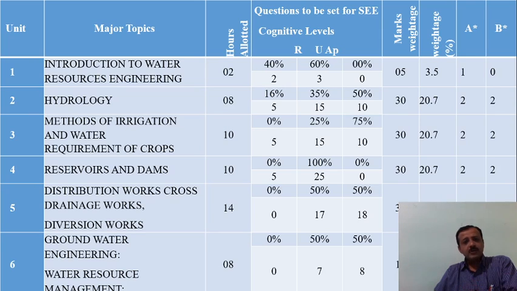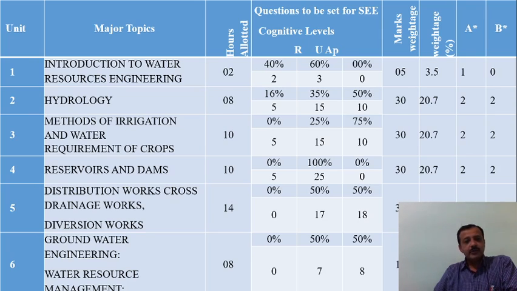So how much water is required for each crop we are going to study. Based on the requirement of water, we are going to supply water to the irrigation fields. That is, quantification of water we are going to study. And also we are going to study the quality of water required for irrigation purposes, because quality is also very important for plants to grow. So both quality and quantity of water we are going to study in the water requirement of crops.